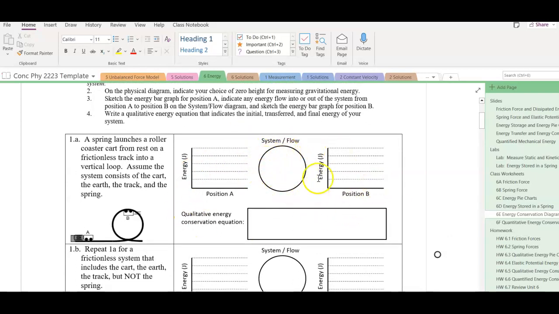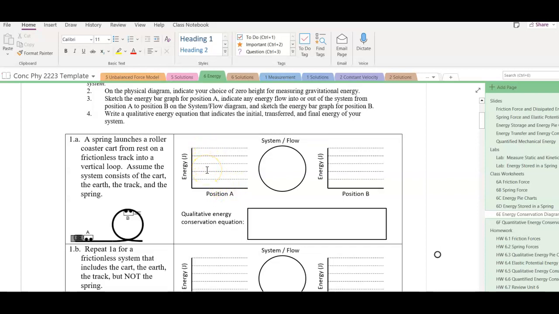In the center there is a circle, and this is where we are going to show what we are considering to be included in our system. It's the way we've defined the boundaries of the system. On the left and right of that circle, there are two bar charts, and these are where we're going to show how the energy is stored internally to that system.